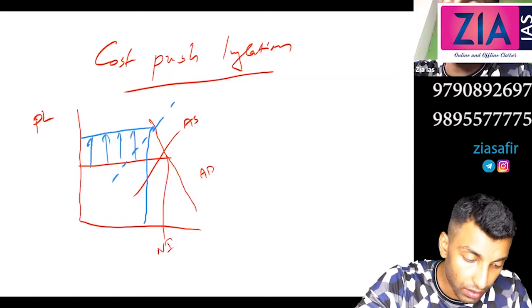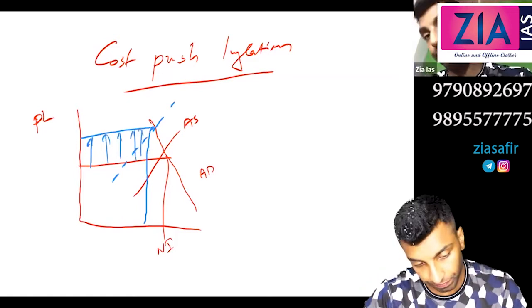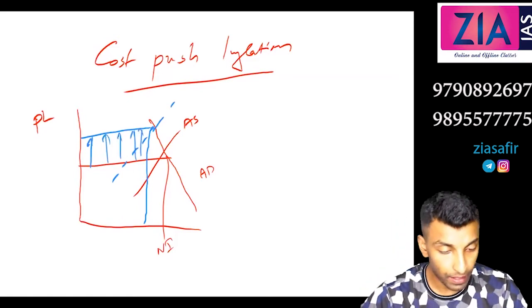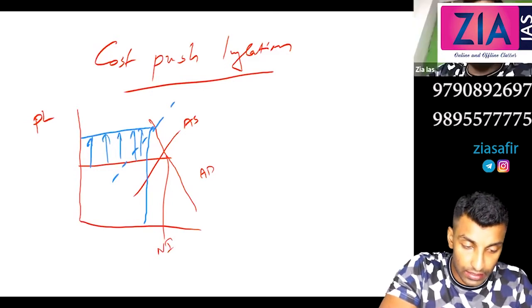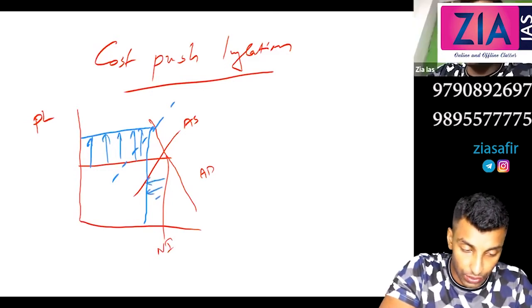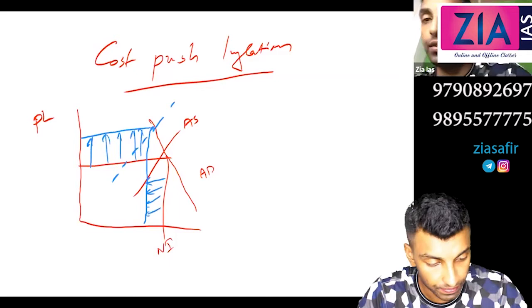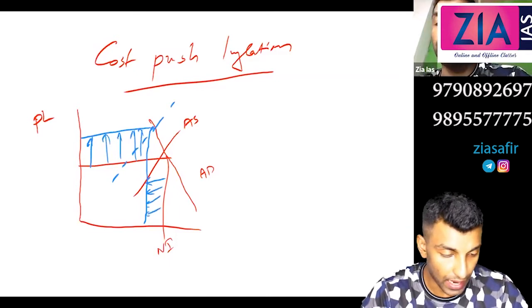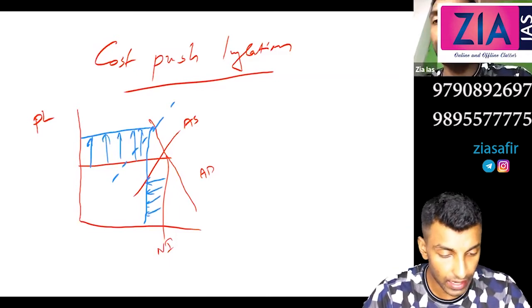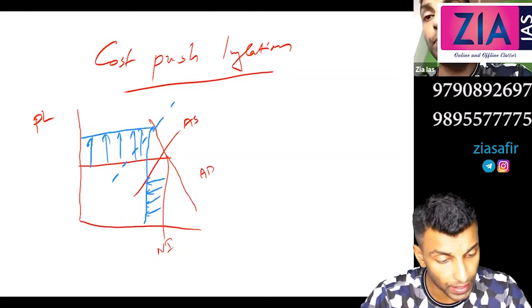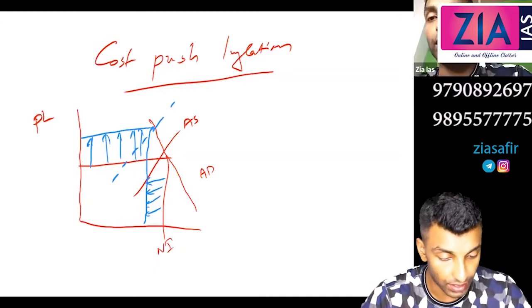What is the problem here with this inflation? National income is also decreasing. Here you can see the production is also decreasing. So this is actually the biggest challenge. Price is increasing, and at the same time national income is decreasing. Why? Supply is decreasing, the production is decreasing.